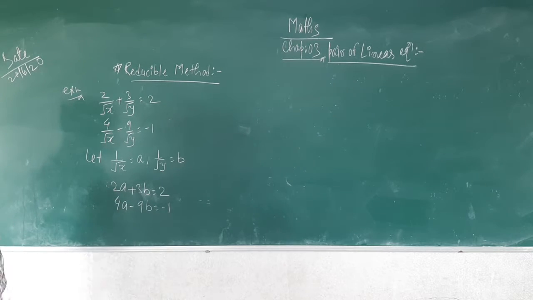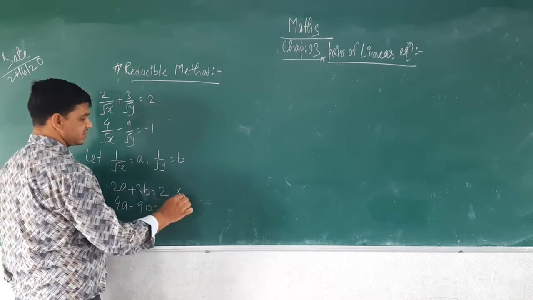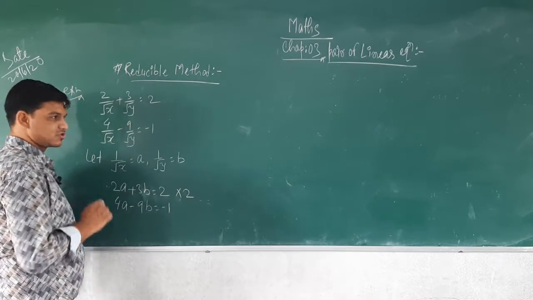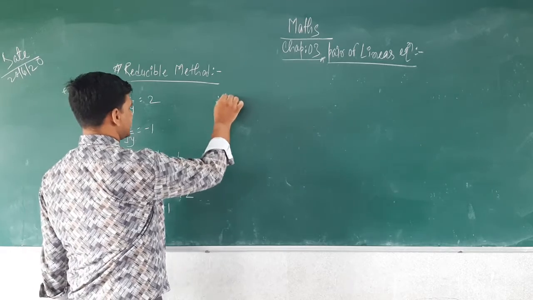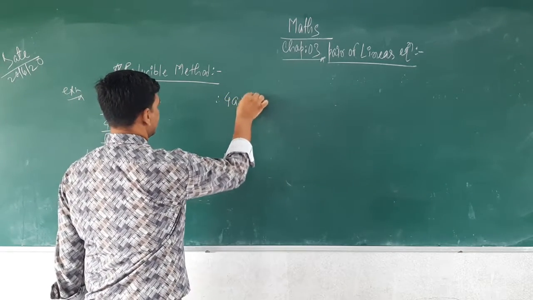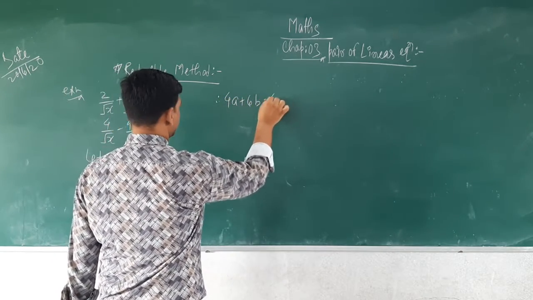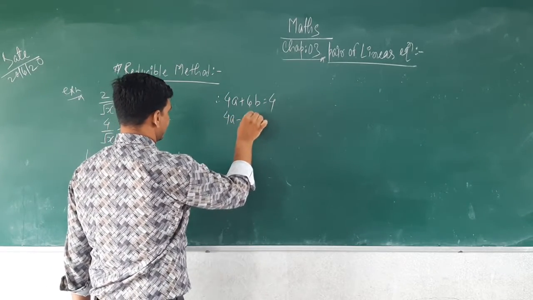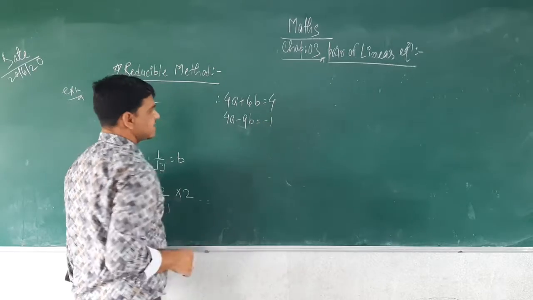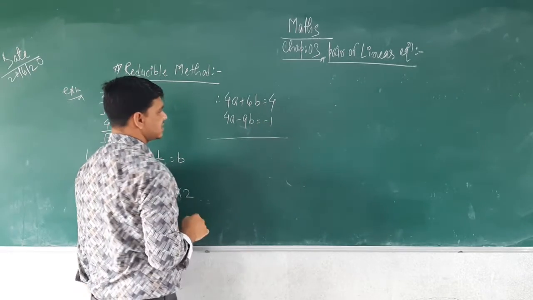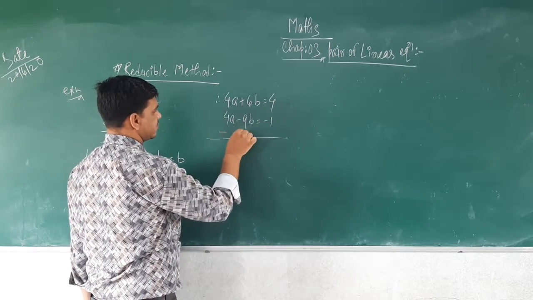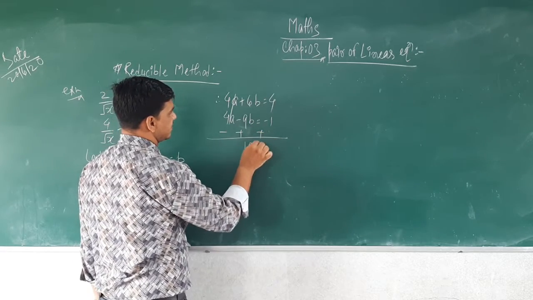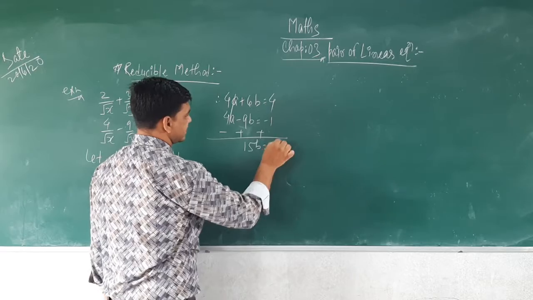Now we will take the elimination method. Multiply the first equation by 2, because here we have 4a and 2 times 2a is 4a, so that is easily balanced. So the first equation: 4a plus 6b is equal to 4. Second equation: 4a minus 9b is equal to minus 1. Making the subtraction, signs will be changed, negative, positive, and 4a is eliminated. 6b plus 9b is 15b. 15b is equal to 4 plus 1, that is 5.